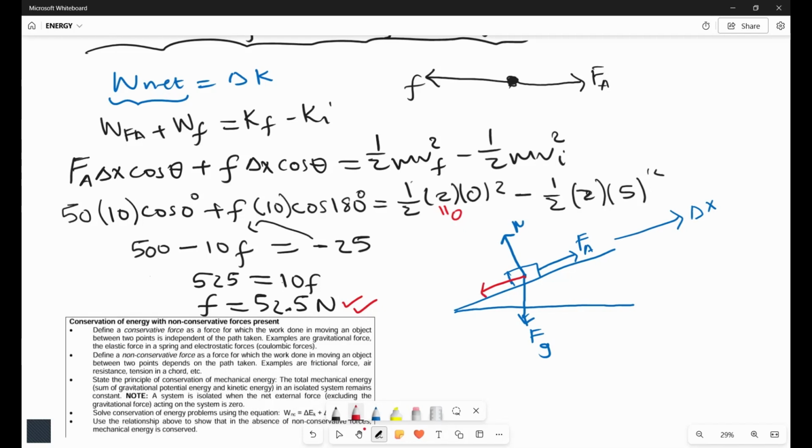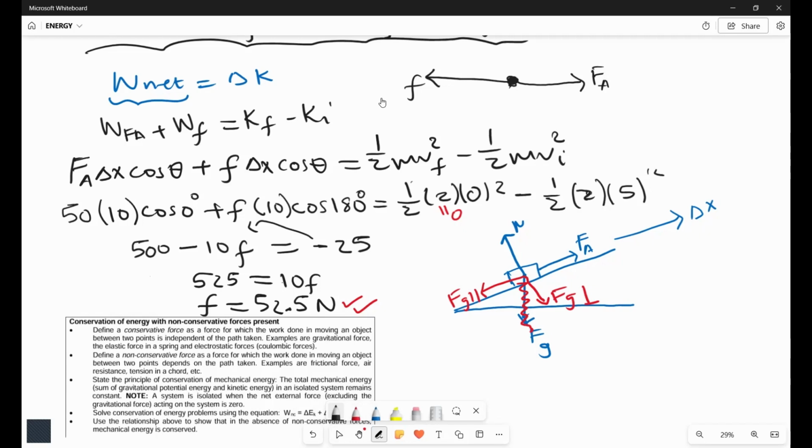Fg parallel and Fg perpendicular. This is Fg parallel. Now, this Fg parallel is the one that is trying to make the object move down. Let's ignore this for now. This Fg parallel is the one that is trying to make this object move where? To move down.